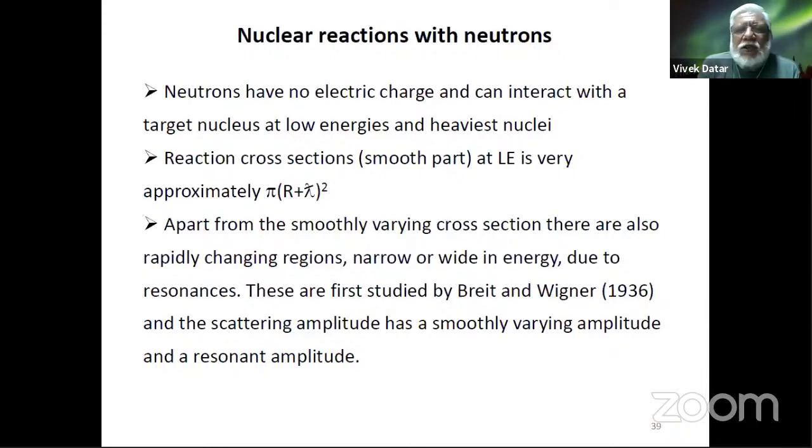The reaction cross-section, at least the smooth part of this reaction cross-section at low energies, is approximately given by pi times (R plus the reduced de Broglie wavelength of the neutron) squared, where R is the radius of that heavy nucleus. So if the neutron wavelength is large, as happens when the neutron has low energies, then this cross-section is fairly large. Now, this is as far as the smooth part goes.